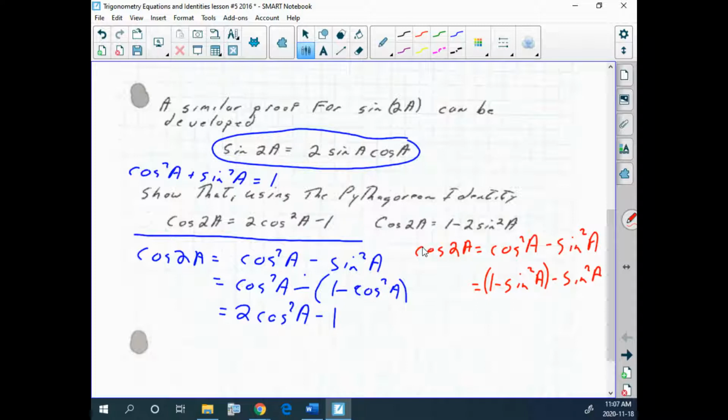Gathering our like terms, we have a negative sine squared A minus a negative sine squared A, 1 minus 2 sine squared A. So we have 4 more identities that we don't have to memorize, although we should recognize that there's something useful here. I tend to blow things up a little bit more when I'm using double angle identities when I'm proving, just because I want to get everything into a single sine, cosine, or tangent value.